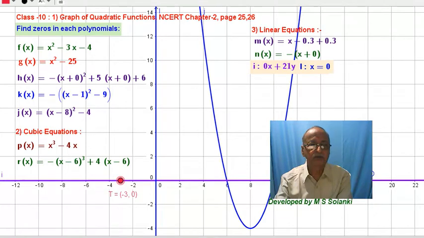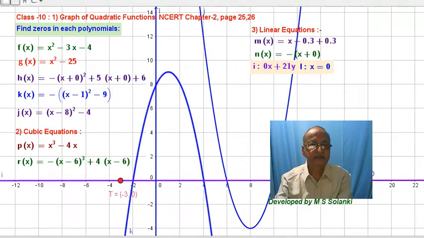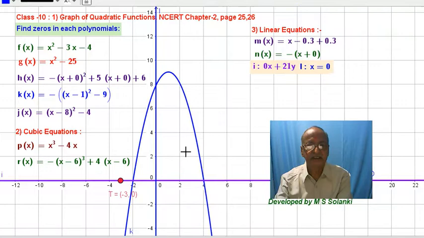Now after h it is k(x). This I remembered. This function here again has minus x minus 1 whole squared minus 9. So again we can find the zeros. The graph will be like this, opening downward, because if we simplify, the x squared will have a minus sign in front of it, or a minus coefficient. The coefficient is minus 1. So this will be opening downward.